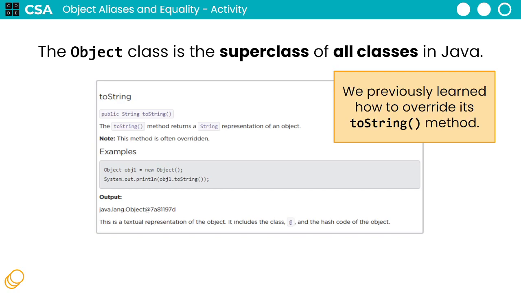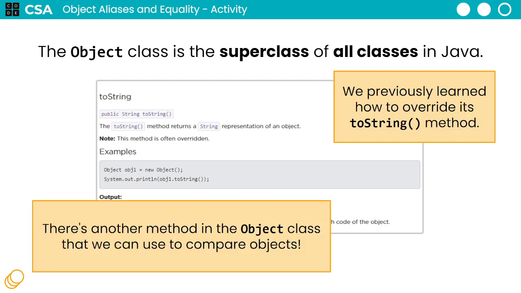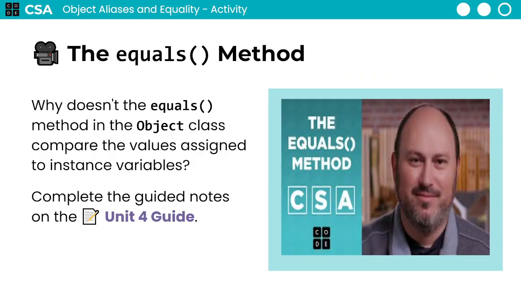We've talked about this before, on how to override the toString method. Whenever we're in our specific class, we can make our own toString method, and that's going to override what that toString method is. We can also do that with another method in the object class, and we'll use this to hopefully help us compare objects to each other. Because as she talked about earlier, it doesn't really work super well with objects.